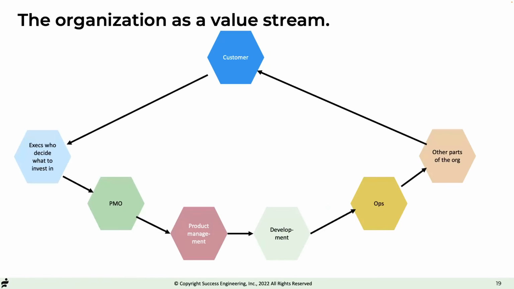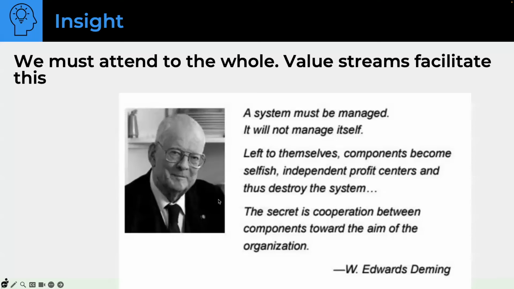Okay, so how do we do that? Well, I pointed out the different pieces, and now I've laid it out as, like, you could say this is kind of like the value stream, okay? And it's centered around the customer. I laid this out because I'm going to do this kind of metaphorically, maybe with these images as I go. But what we have to recognize is we have to attend to the whole. Value streams facilitate this. I love this from Deming.